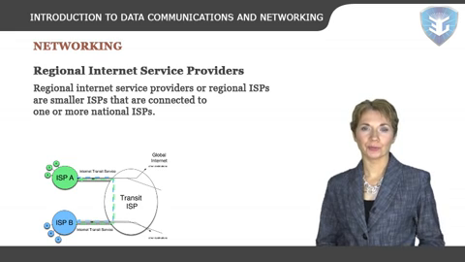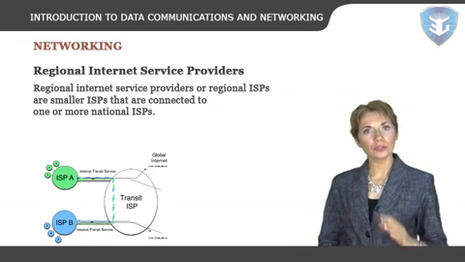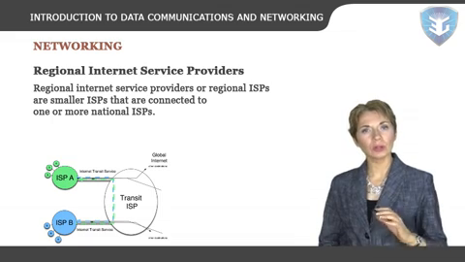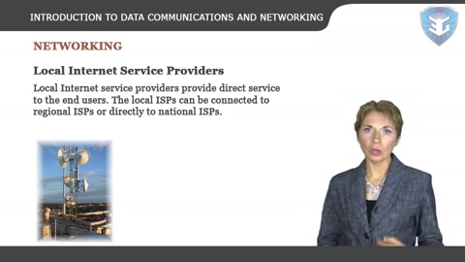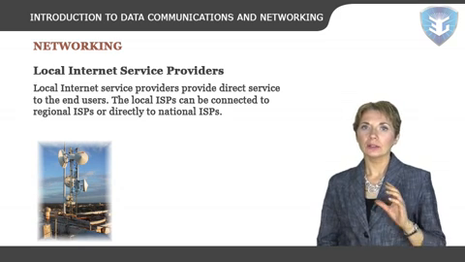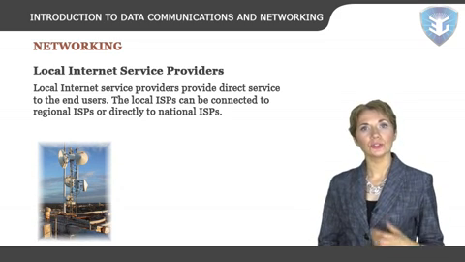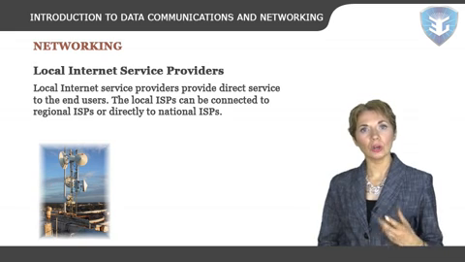Regional Internet Service Providers. Regional Internet Service Providers, or regional ISPs, are smaller ISPs that are connected to one or more national ISPs. They are at the third level of the hierarchy with a smaller data rate. Local Internet Service Providers. Local Internet Service Providers provide direct service to the end users. The local ISPs can be connected to regional ISPs or directly to national ISPs. Most end users are connected to the local ISPs.